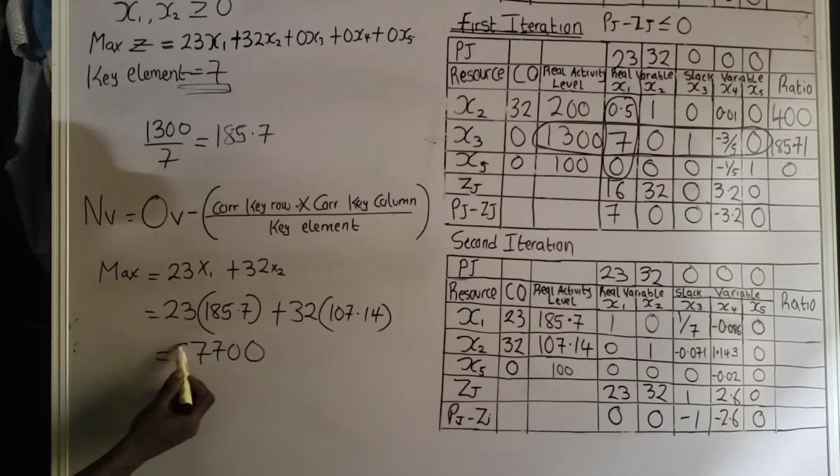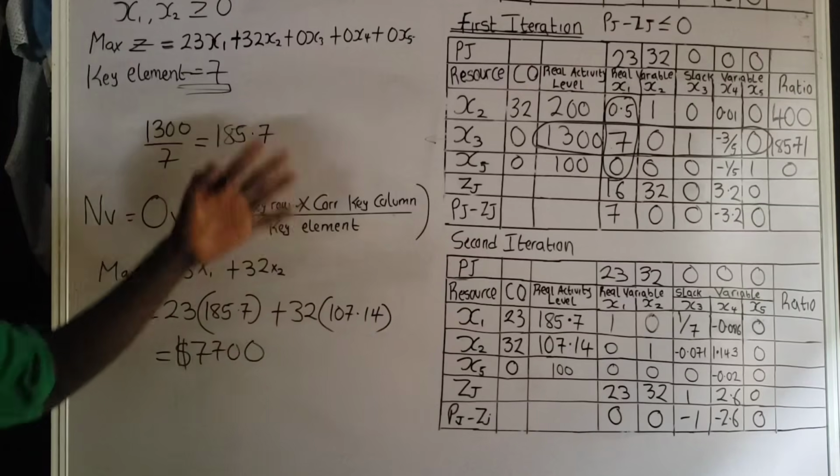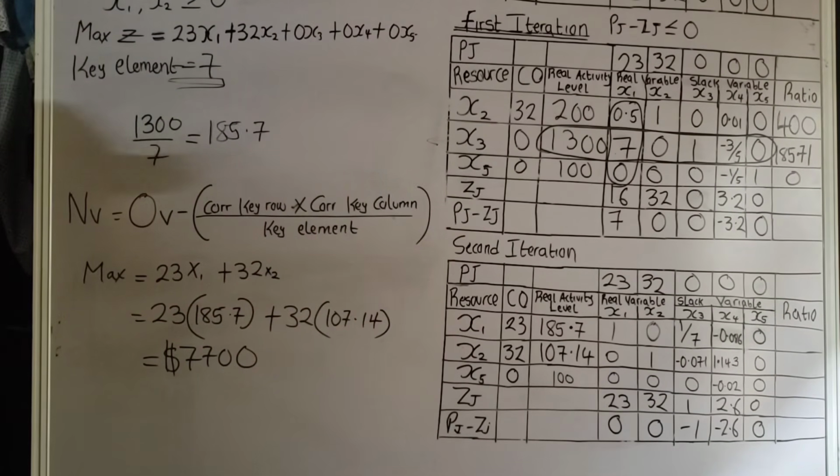So if it is in dollar, you are going to put dollar. If it is in naira, you are going to put naira. If it is in pounds, you are going to put pounds. So this is the profit maximization. So we have gotten to the end of the solution to this linear programming. This is the summary of this solution.